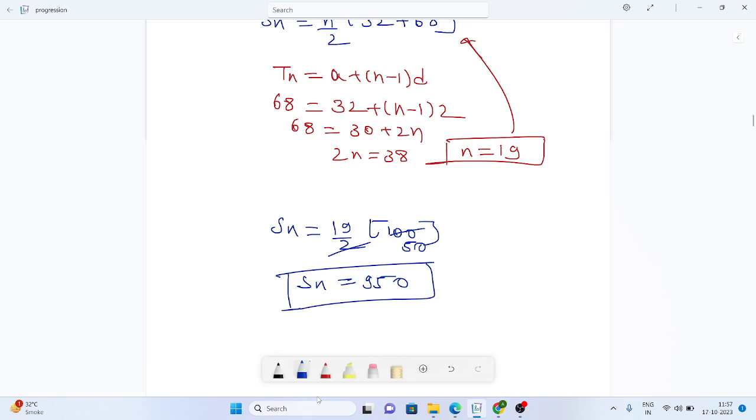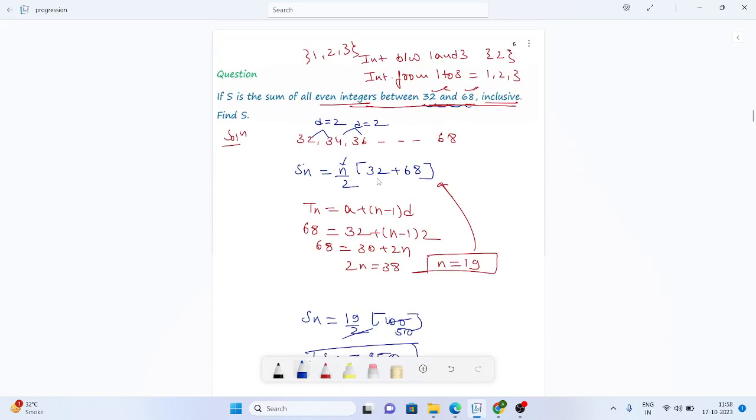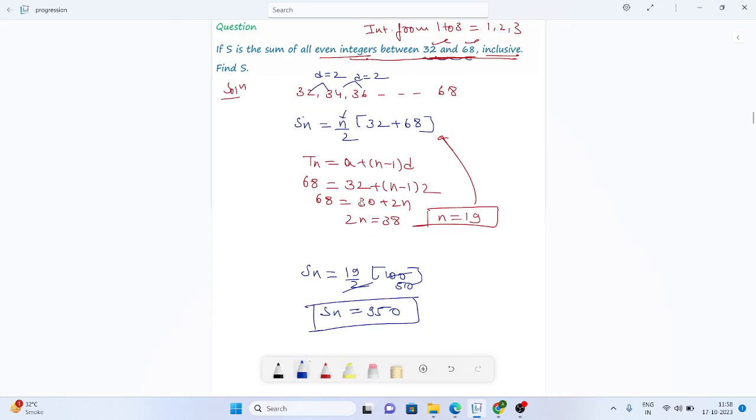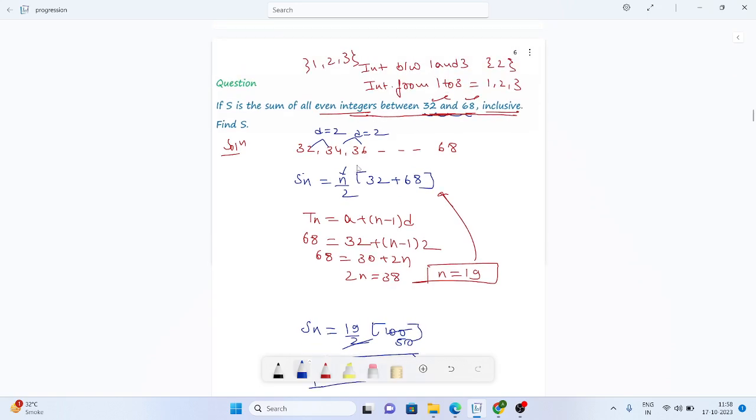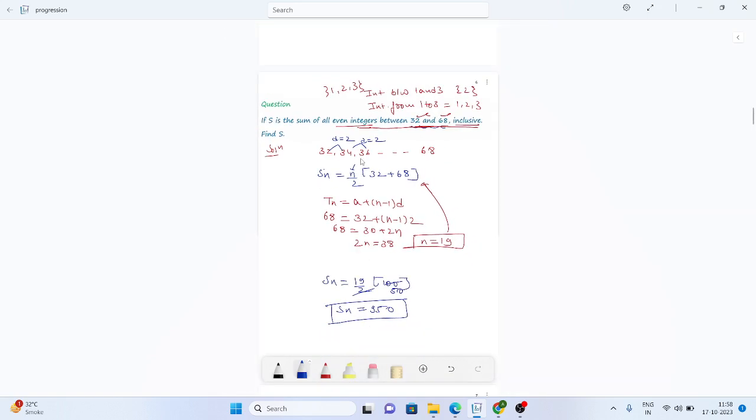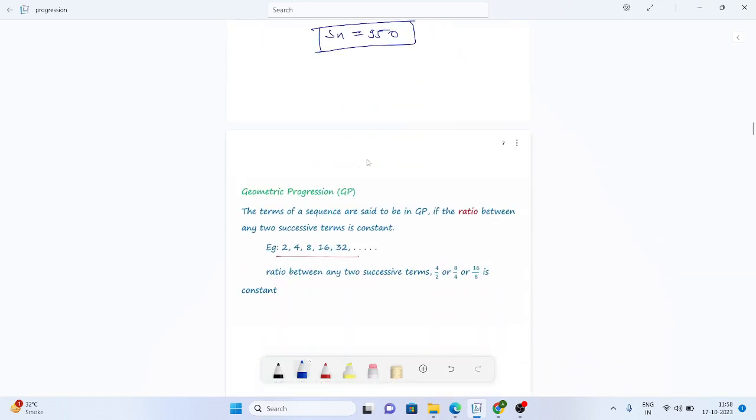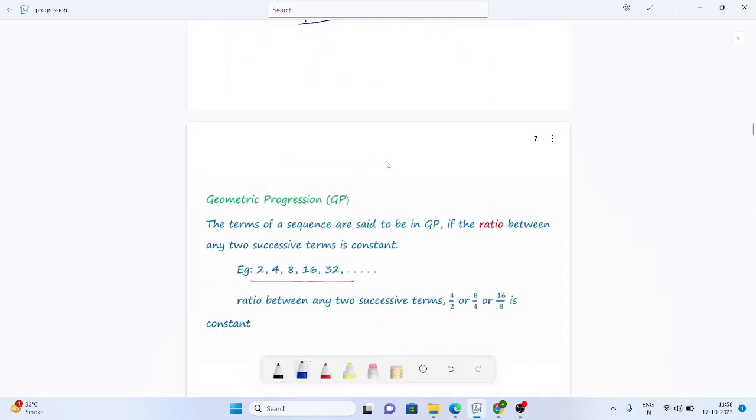Did you get this question? So note down this, then we move forward. Done. Okay. So this is about AP.